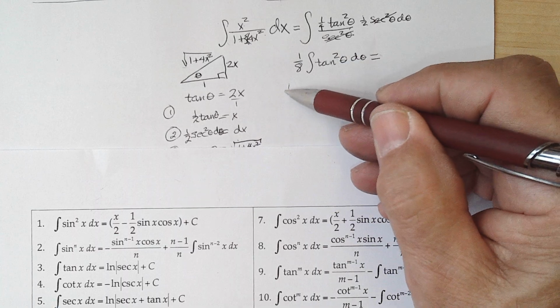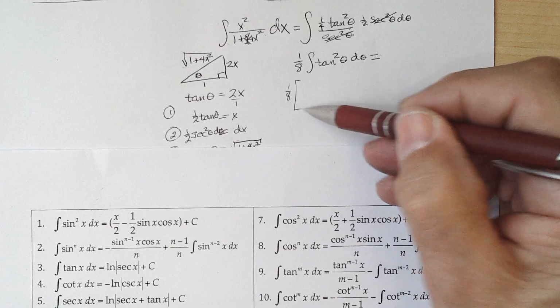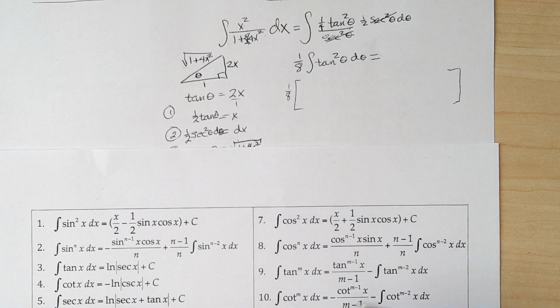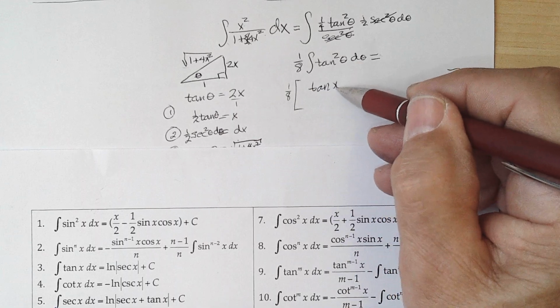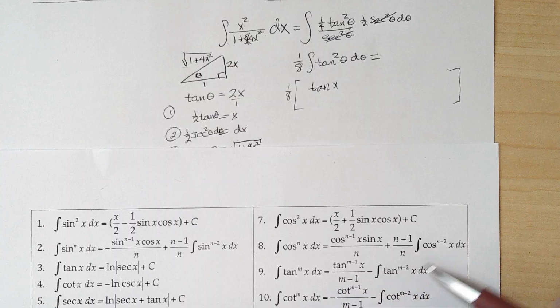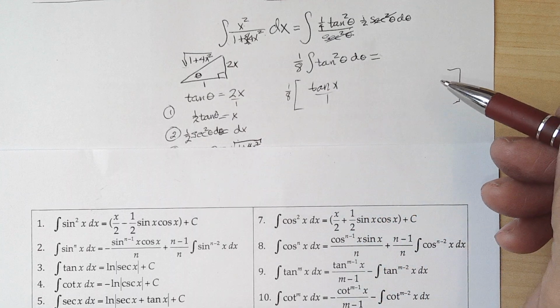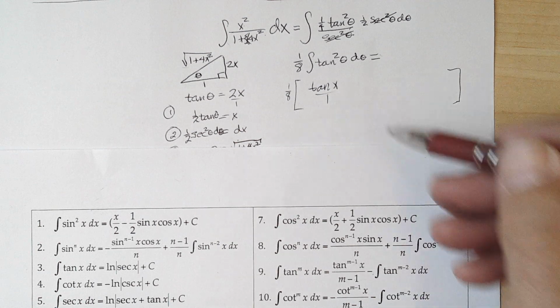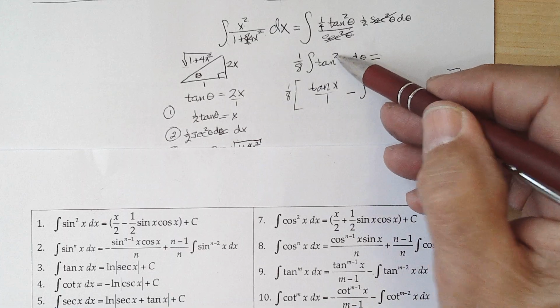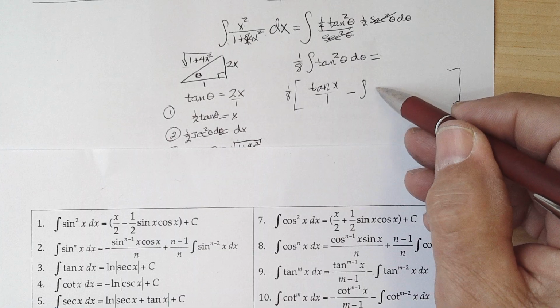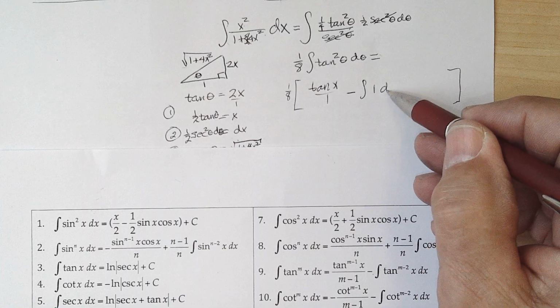So I have 1/8 times everything I'm going to get in this reduction formula. And my m will be 2, so 2 minus 1 is 1. So I just got tangent to the 1, or just tangent x, over 2 minus 1, which is 1. So I didn't need to write that one. Minus the antiderivative of tangent to 2 less than 2, which is tangent to the 0, or 1, d theta.